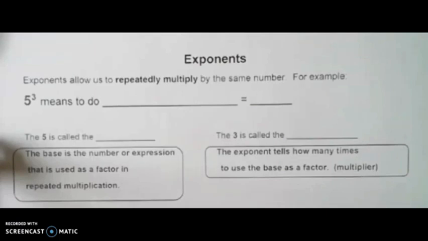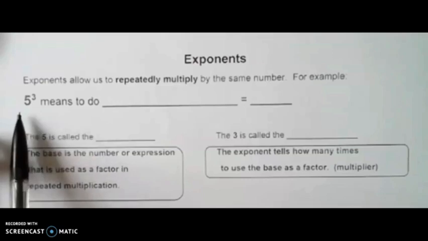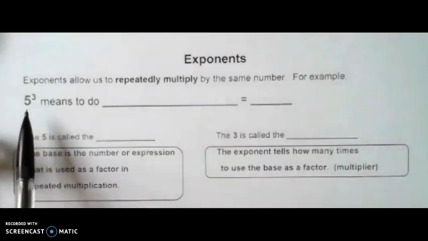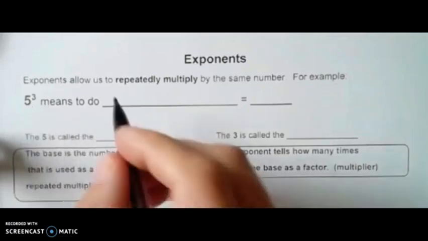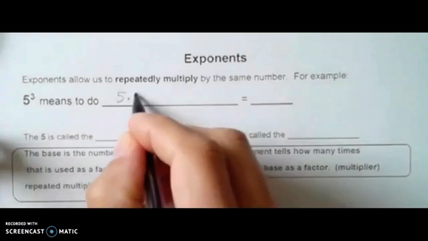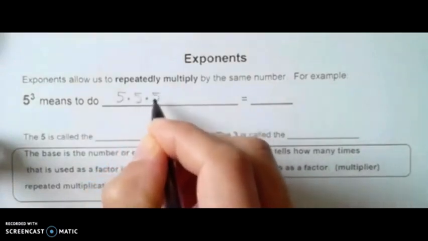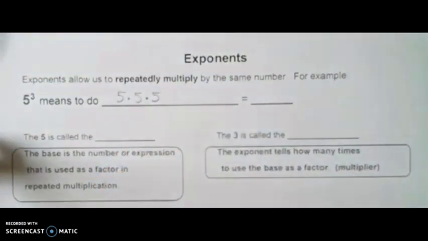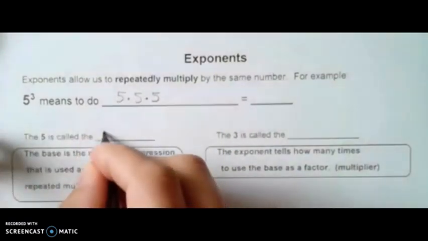Exponents, if you remember, allow us to repeatedly multiply by the same number. For example, this is read as 5 to the third power. And what this means is that I'm going to take the number 5 and multiply it by itself 3 times. 5 to the third means to do 5 times 5 times 5. The 5 has a name, and this is called the base.